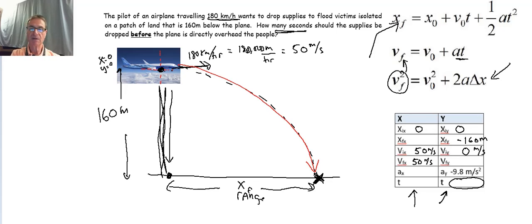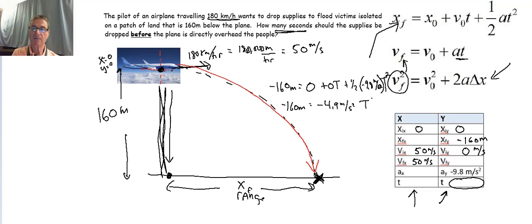X final, which is going to be negative 160 meters, equals x initial, which is 0 meters, plus v initial in the y direction, 0 times t, plus a half times a, negative 9.8 meters per second squared, times time squared. Sorry for smushing the equation there. So we get negative 160 meters. It's going to equal negative 4.9 meters per second squared times time squared.